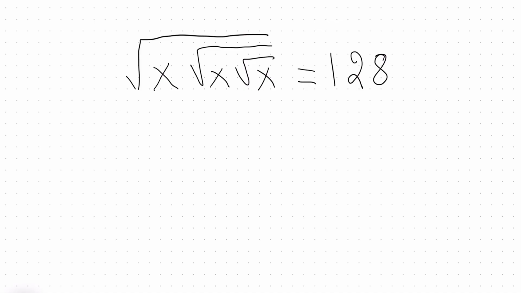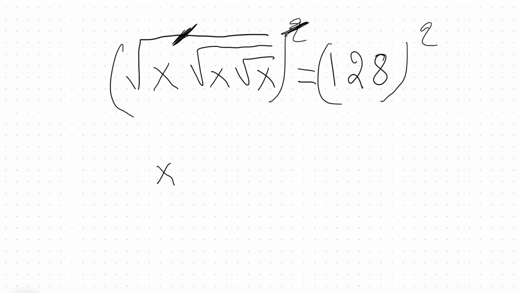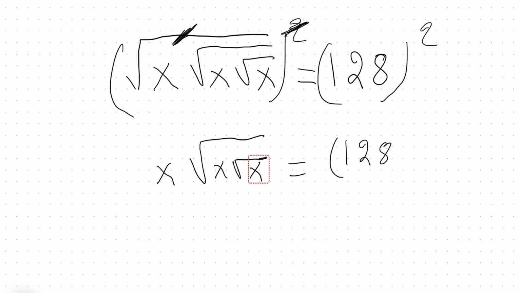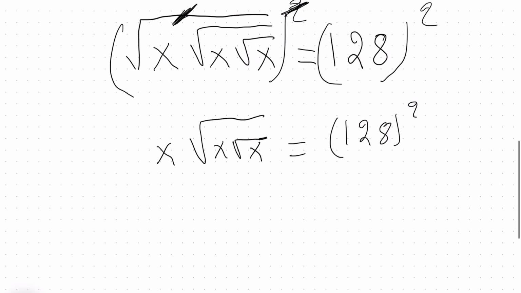So what we have is the square root of x multiplied by the square root of x inside it multiplied by inside that the square root of x is equal to 128, and what we are doing here is solving for x. So the first thing I'm going to do is go ahead and square both sides. When I do that, this big square root right here is going to cancel out with the squared. So what you have is x times the square root of x times the square root of x is equal to 128 squared. So this is what we have.